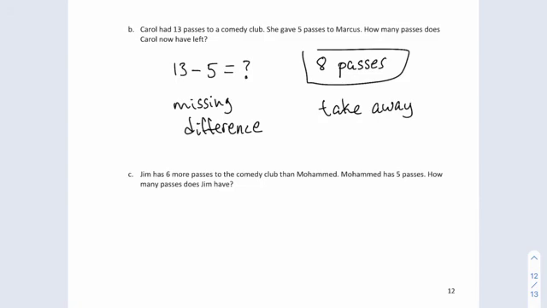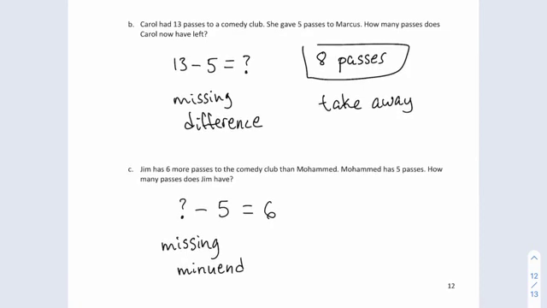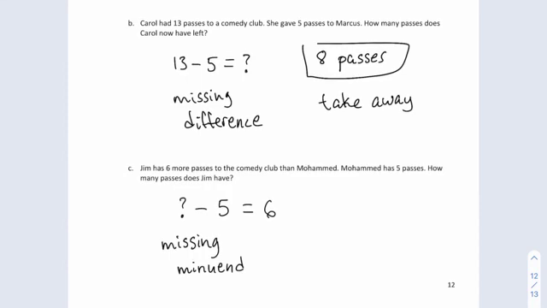And so who has more passes, Jim or Muhammad? Well, Jim does. But we don't know how many tickets he has. So Jim's number of passes minus Muhammad's number of passes should be equal to the difference. This is a missing minuend. We took the person who has more passes minus the person who has fewer passes, and that gives you the difference in passes. And so it's a missing minuend task. The answer is going to be 11 passes, right? Because you're saying, hey, what number do I need to remove 5 from to get 6? Well, you can answer that by adding 6 and 5, and we get 11 passes.